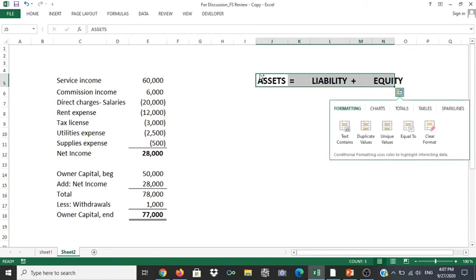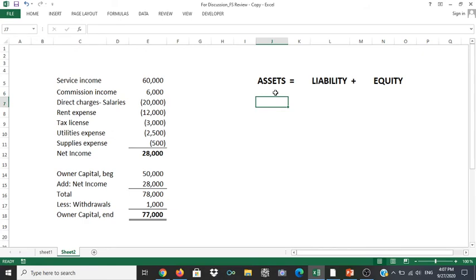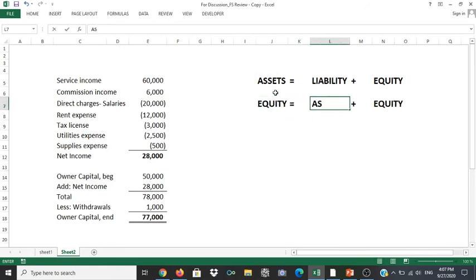You have your equity, tama? Equity is equal to asset minus liability. Di ba ganyan din yon? Tama? Yes po. Okay, let's see. So kunin muna natin magkano yung total asset. Di ba? Balik tayo sa problem.